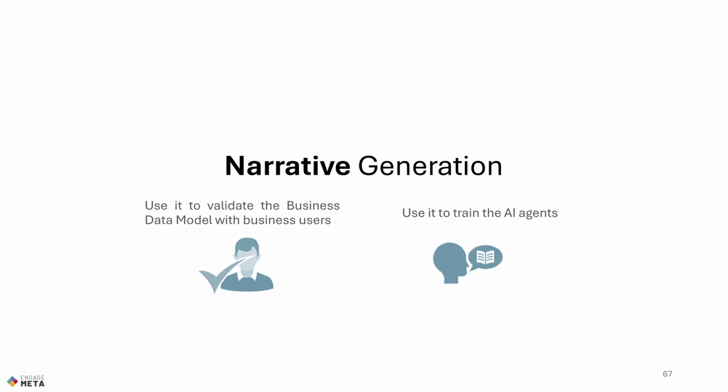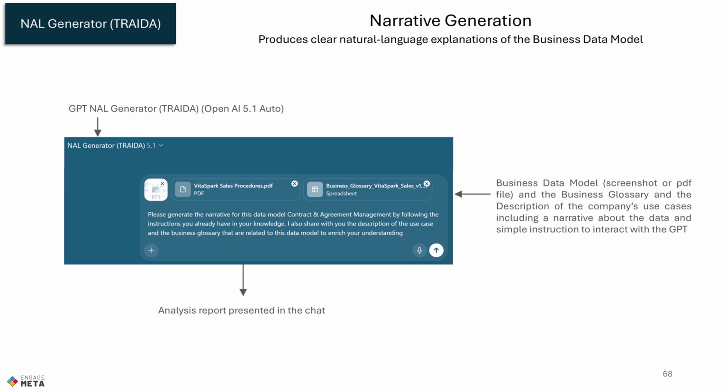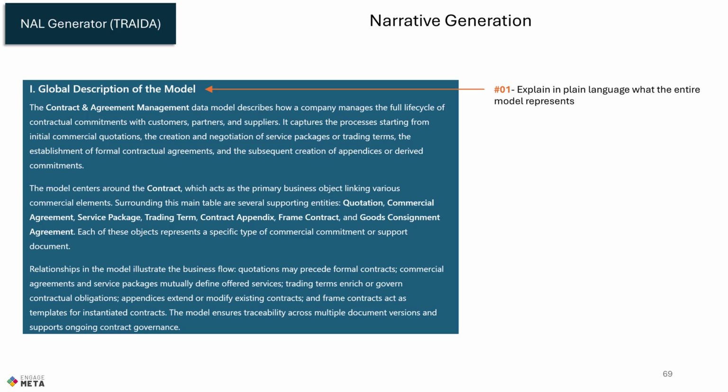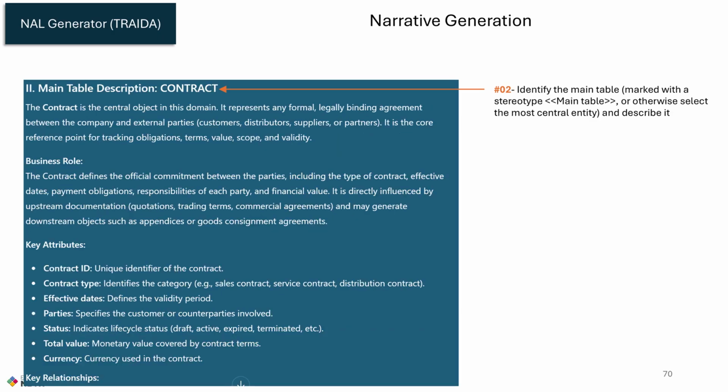We now generate business narrative. Narratives make semantic explicit. Narratives help both humans and AI interpret data. They complement formal models. The full model is explained in plain language. This supports understanding. The main table is identified and described. It encodes the narrative.